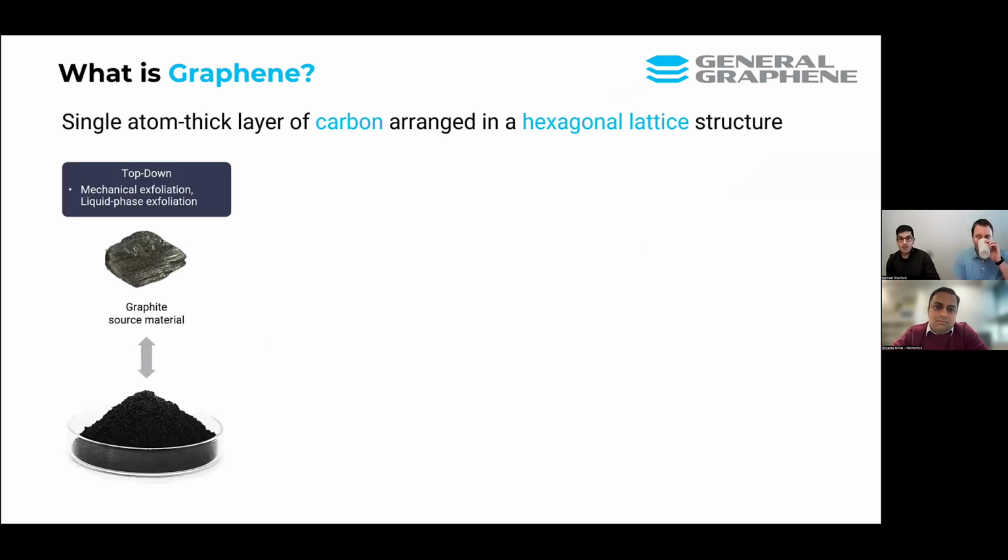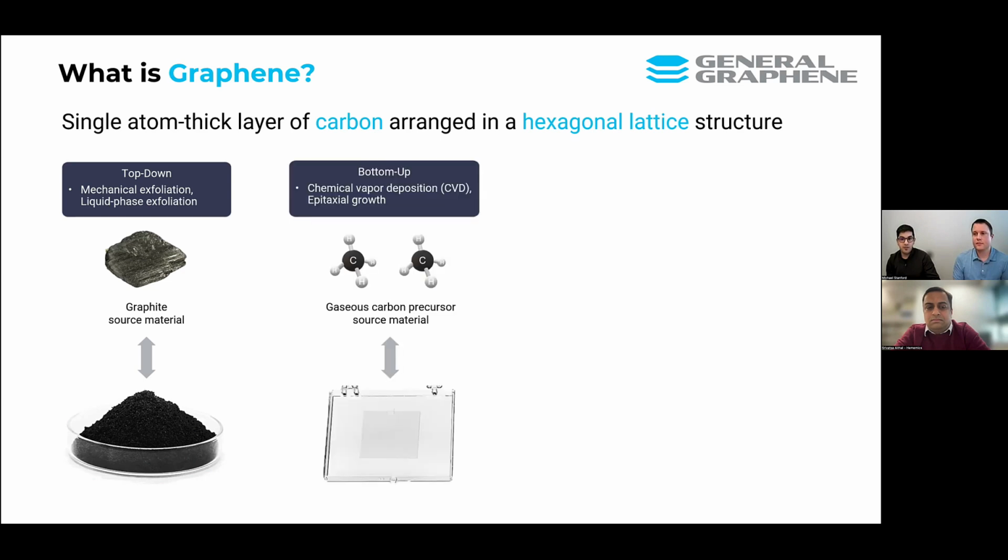Graphene is really classified in two types. There's the top-down graphene, which is produced from processes like mechanical exfoliation, liquid phase exfoliation, and most often you have graphite as the source material, and your output is going to be something similar to a black powder or a brown powder. So really a particulate form of graphene.